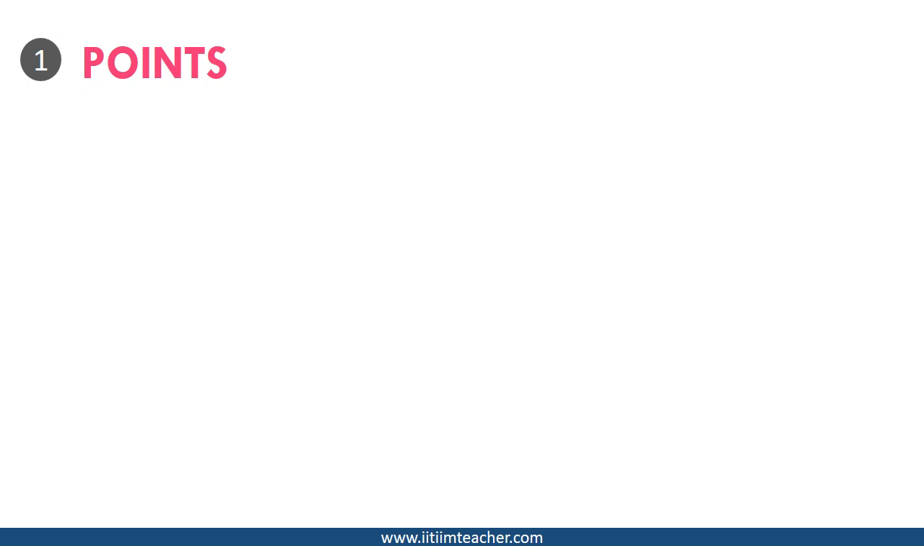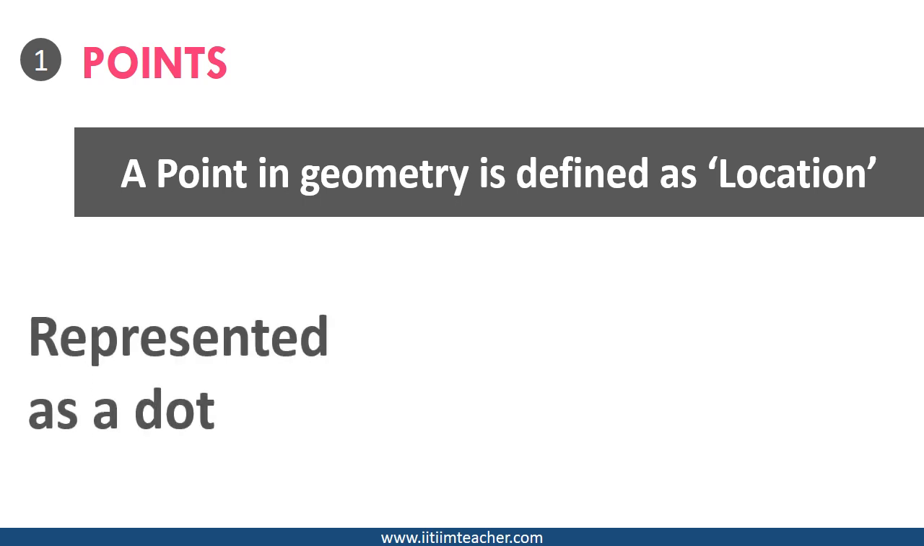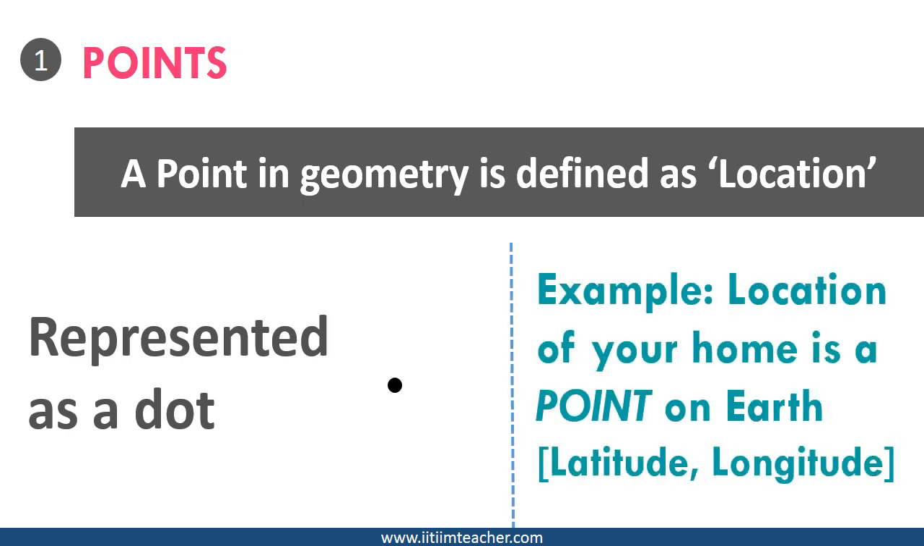A point in geometry is defined as a location. It is represented as a dot. What could be a good example of a point? The location of your home is a point on Earth defined by the specific latitude and longitude. That's a point.